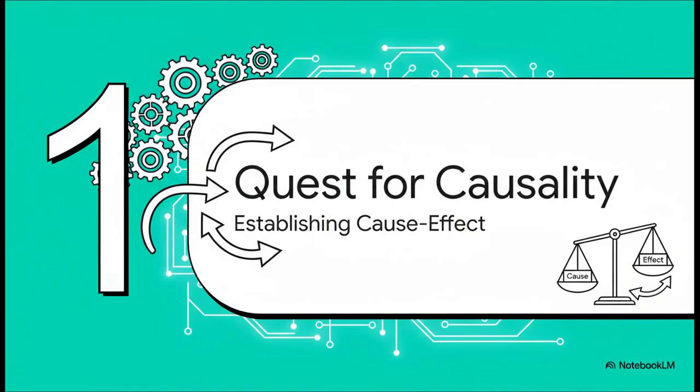And that question leads us to what is basically the holy grail for a lot of researchers, this quest for causality. It's all about getting to a point where you can confidently say, hey, the thing I did caused this result. It's about forging that solid, undeniable link between cause and effect.